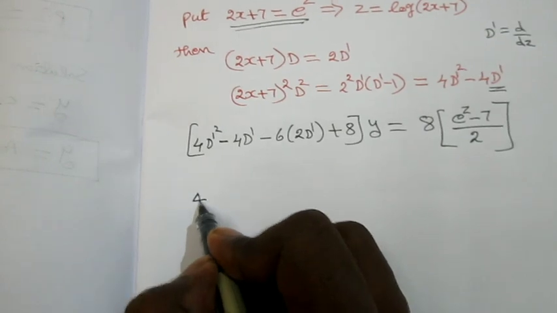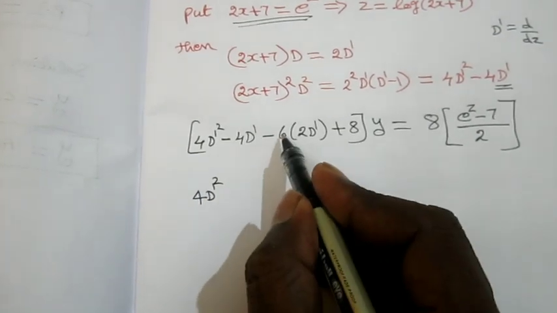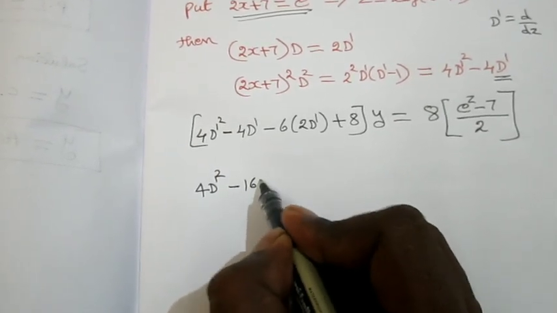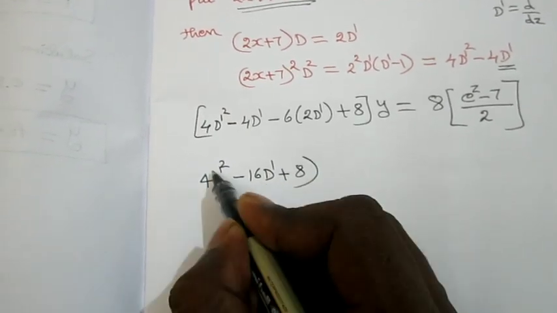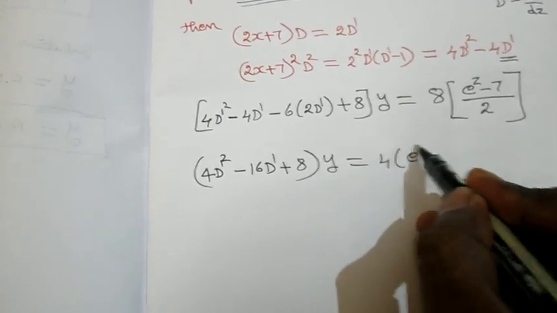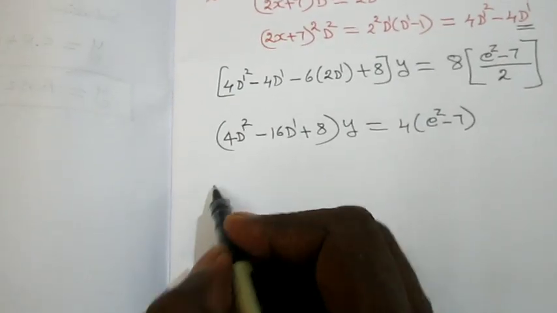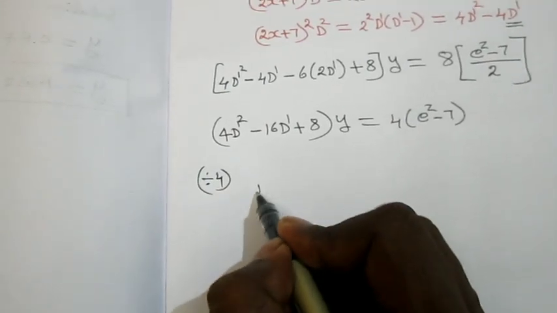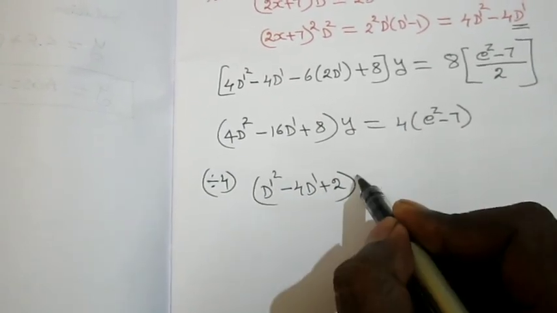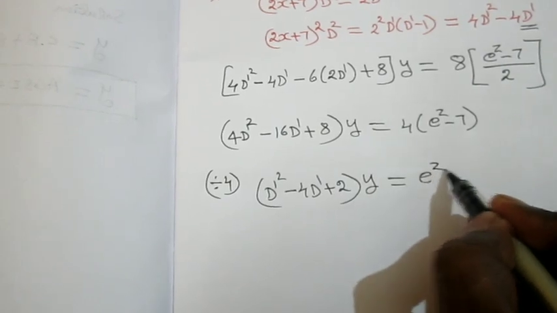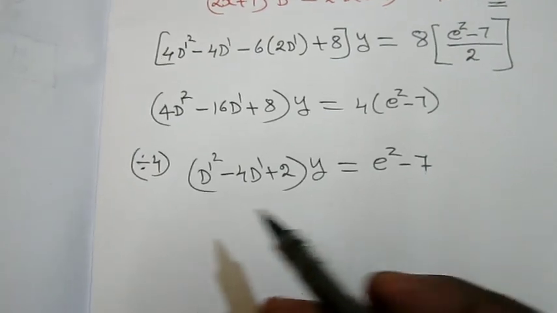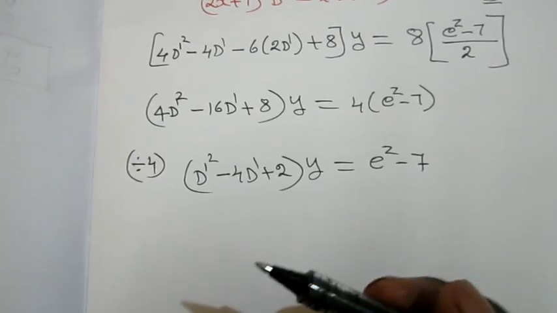Okay, now I am going to simplify. This is 4D dash square. This is 6 into 2, 12. Minus 12 minus 4, minus 16D dash plus 8 into y is equal to, cancel this, 4 into (e power z minus 7). Now dividing by 4: D dash square minus 4D dash plus 2 into y is equal to e power z minus 7. So now it is an usual differential equation with constant coefficient. So we can find the solution as usual.